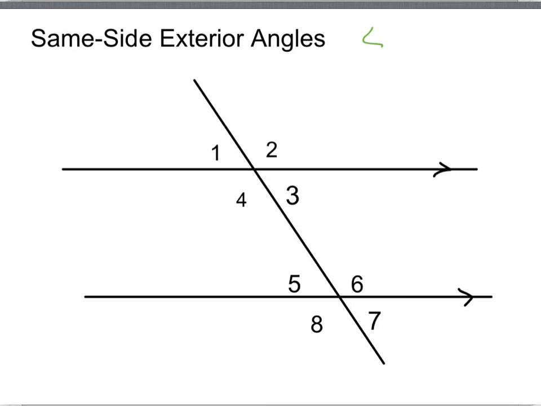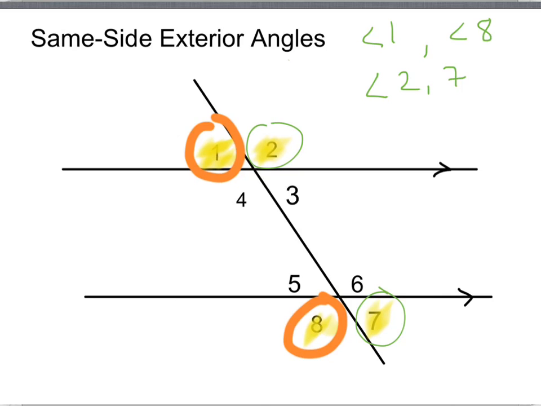So same side exterior would be 1 and 8. Okay? And angle 2 and angle 7. Because if we just highlight the ones that are exterior, 1, 2, 8, and 7, the ones that are on the same side of the transversal are 2 and 7, and 1 and 8. Okay? And they are also supplementary too. So we know the measure of angle 1 plus the measure of angle 8 is equal to 180 degrees, and likewise with 2 and 7.